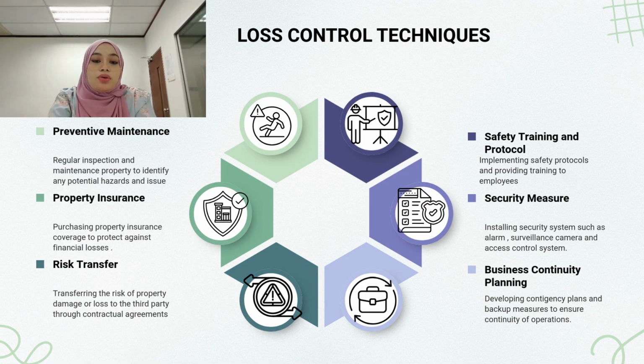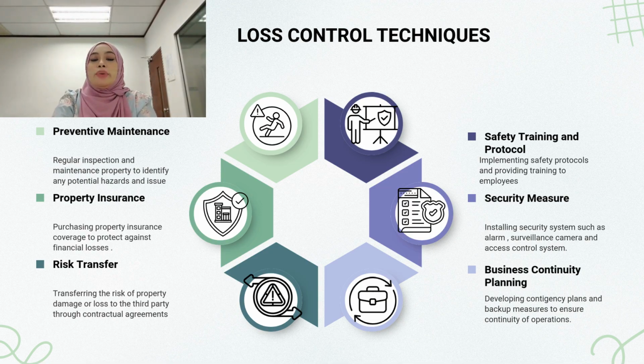We also use risk transfer, where we use a contract to move the financial burden to someone else. But it's not all about money, it's about people too. Safety training ensures that our employees don't accidentally cause a hazard. We also implement security measures like surveillance cameras and access control to keep out those who shouldn't be there.